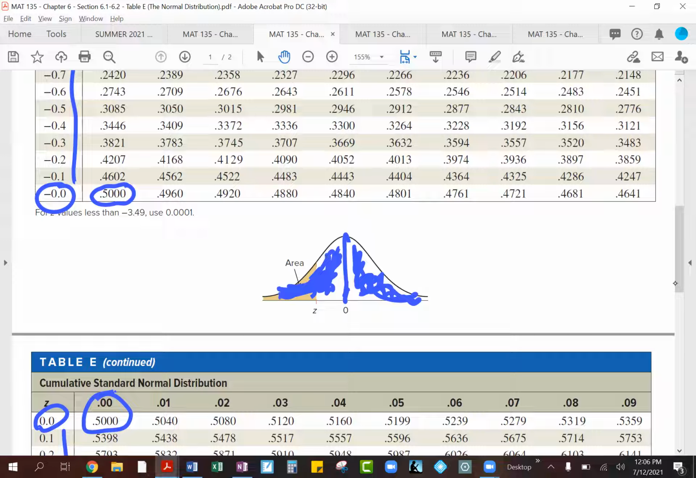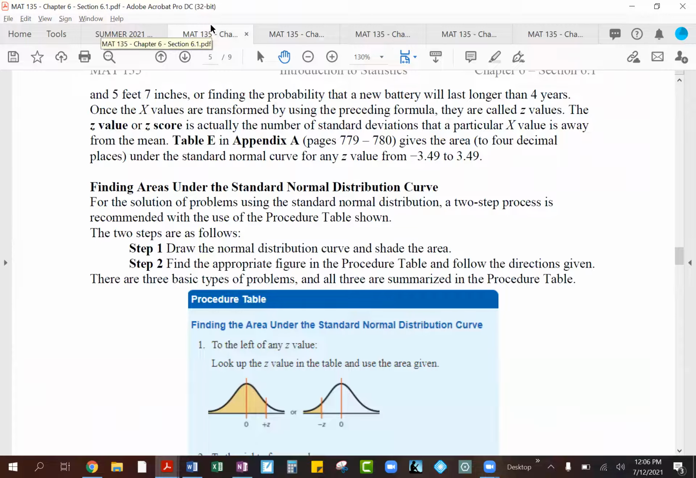So that's a good way to keep track if your calculations are correct or not, because depending on whether your z-score fell below the mean or above the mean, you know what your area should look like. Anything above the mean has to be larger than 0.5. Anything below the mean has to be smaller than 0.5. So, those are some of the things that you can use to keep track.